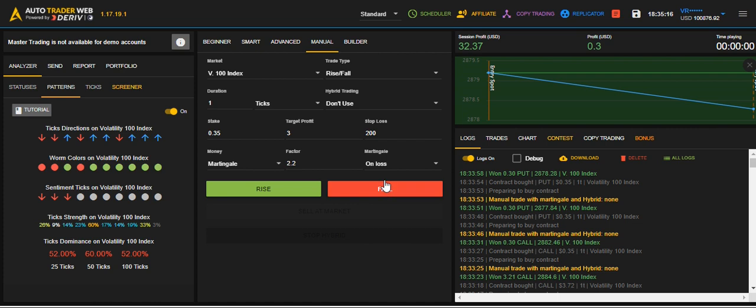This is based on the binary bot dot online website. You have to go there and then use a manual click. You have to click the manual.